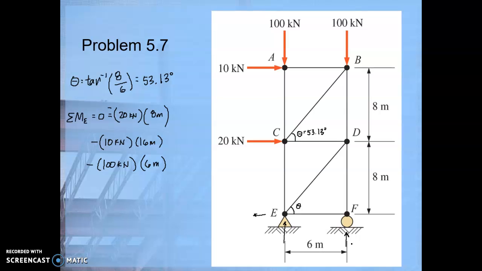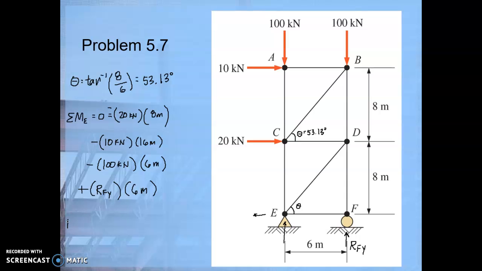They are going to be resisted by the reaction at F in the y direction. Its moment arm distance is going to be 6 meters. And it is going in the opposite, counterclockwise direction, so it's a positive moment. The sum of these 4 moments should equal 0. We have one unknown variable here, the reaction F in the y direction.